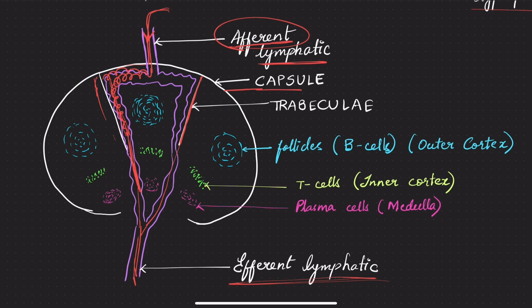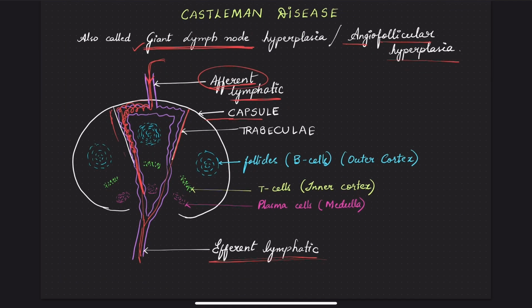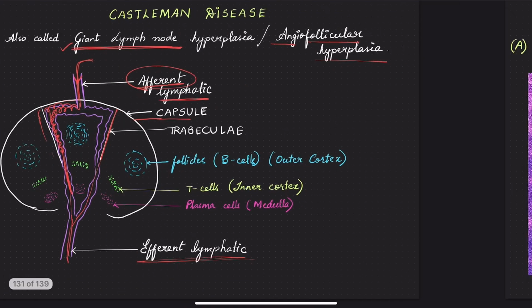So the lymph node has a capsule. This is the cortex. Cortex is again divided into outer cortex and inner cortex, and most inside is the medulla. The outer cortex is rich in B cells, and the aggregates of B cells form follicles. These round structures, the aggregates of B cells, form follicles. Inner cortex is rich in T cells, that is T lymphocytes. Medulla is rich in plasma cells. This is the basic idea about lymph node structure.